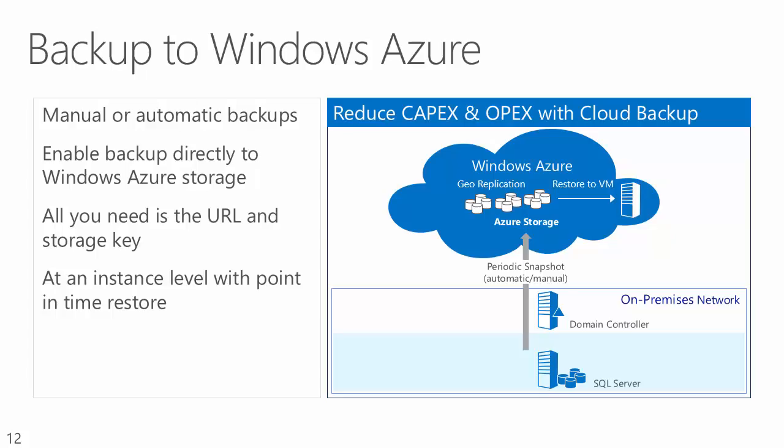You can enable policy-based backup directly to Azure Storage, and all you need is the URL and the storage key. The backup is policy-based and set at an instance level, meaning that all of your databases within the instance will follow the policy set, and the backup can be implemented both manually or it can be automated. In addition, you gain the benefits of Windows Azure Storage, which offers geo-replication that replicates the backups stored in multiple data centers, so you have even better DR for your backups. And in case of an on-premise failure, you can restore the backups in Windows Azure virtual machines.